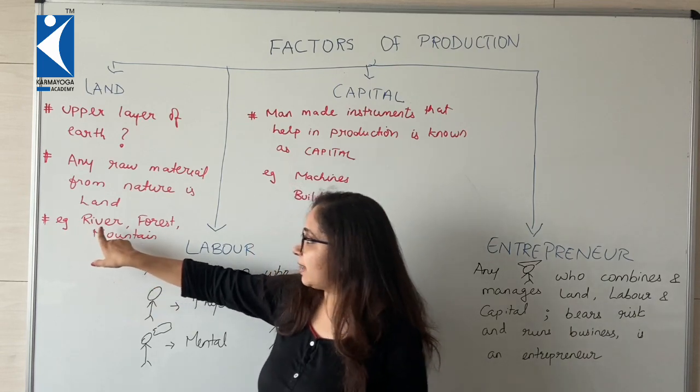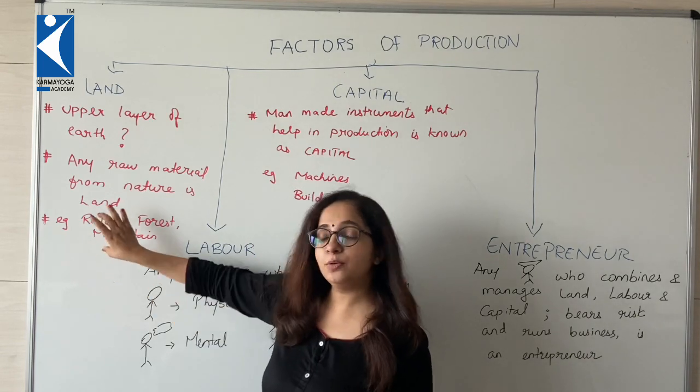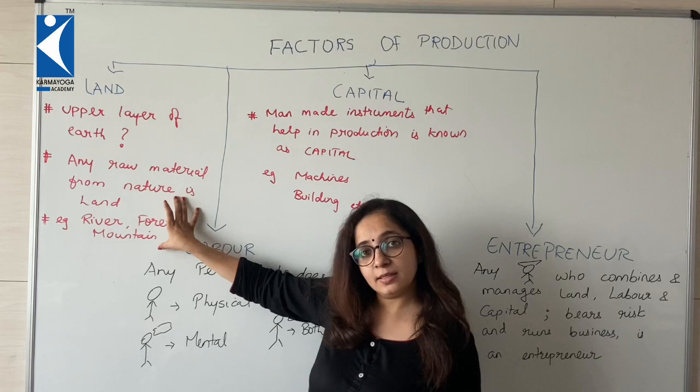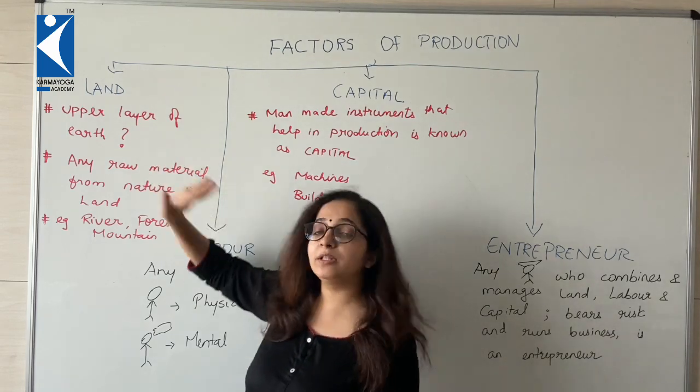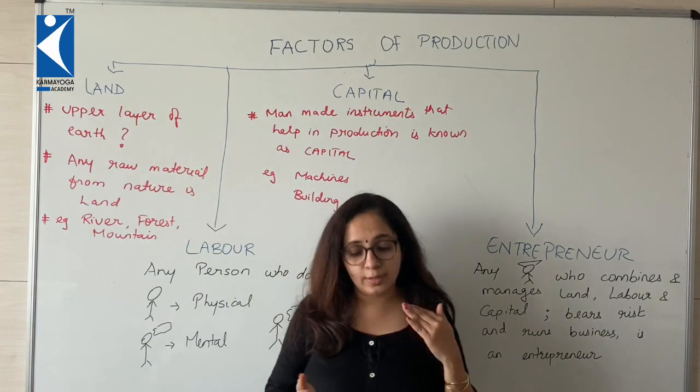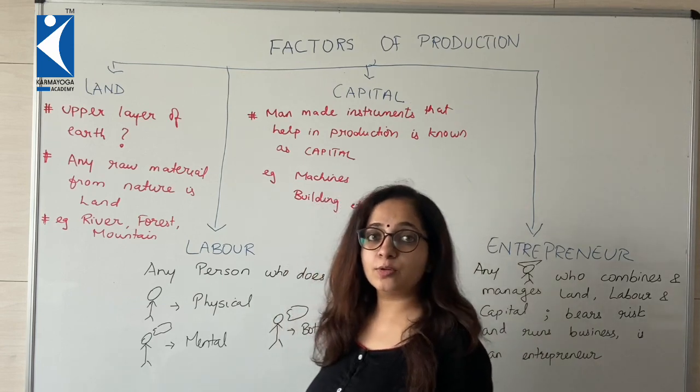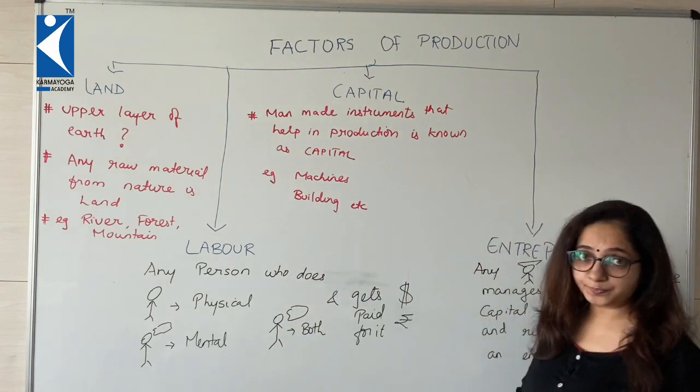So here I have given examples: river, forest, mountain. When you get raw material from any of these, it is also known as land along with the upper layer of earth. So anything derived from nature that is raw material is known as land.